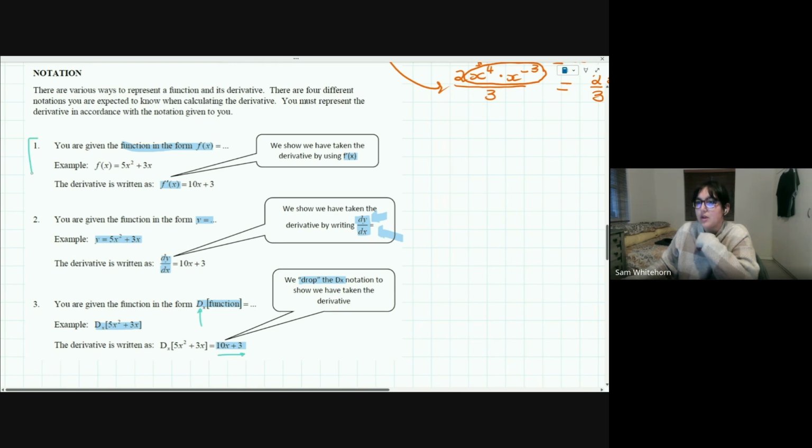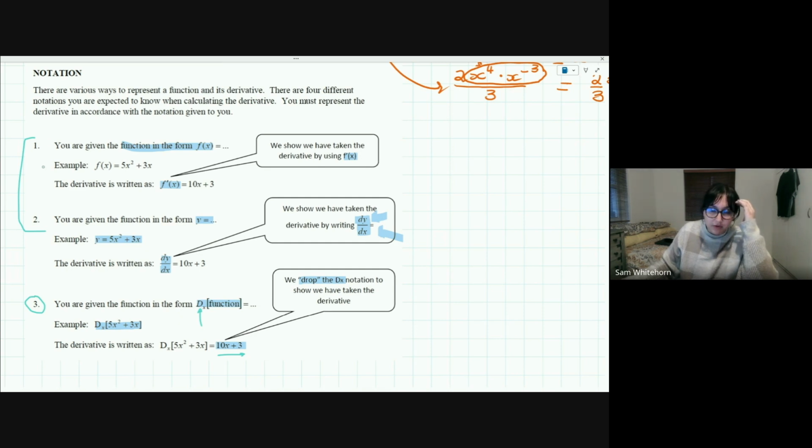These are the two that we work with. These are the two that we work with the most. I'm not saying that you can't get question 3. You definitely can in questions where we're testing whether you understand notation and you understand formatting. But we definitely work with 1 and 2 more often.